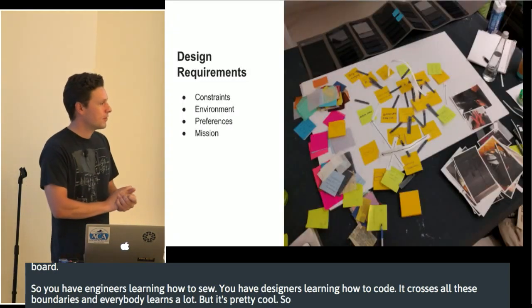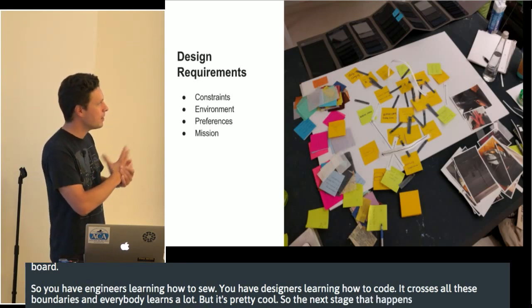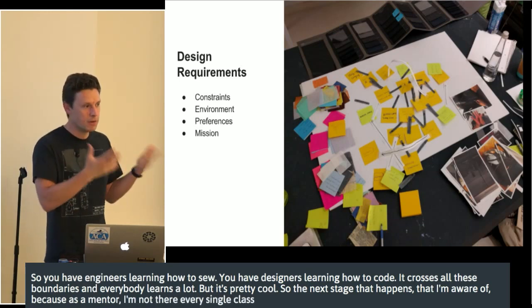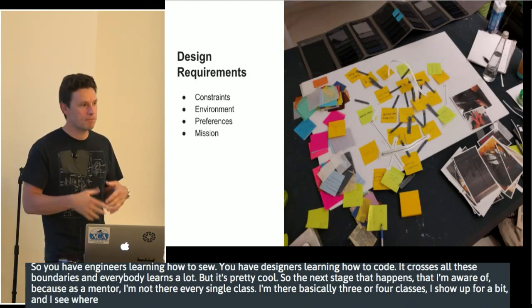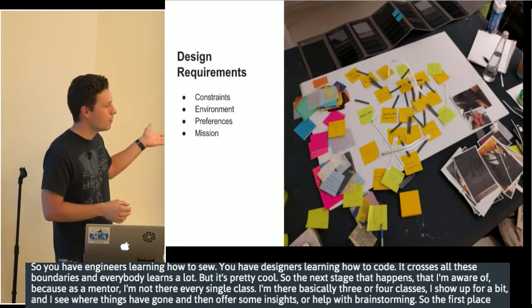So the next stage that happens that I am aware of, because as a mentor, I'm not there every single class. I'm there basically like 3 or 4 classes. I show up for a bit and I see where things have gone and then offer some insights or help with brainstorming. So the first place that I come in is the forming of design requirements.